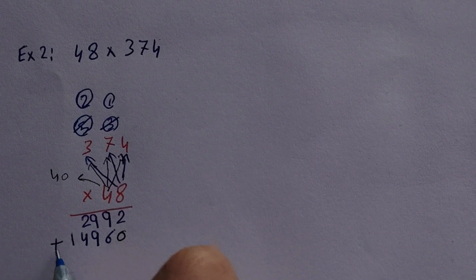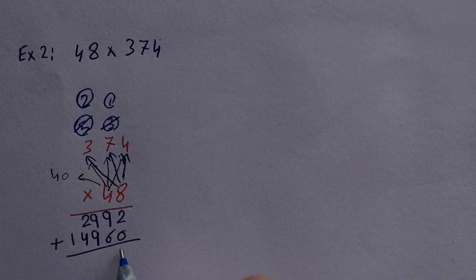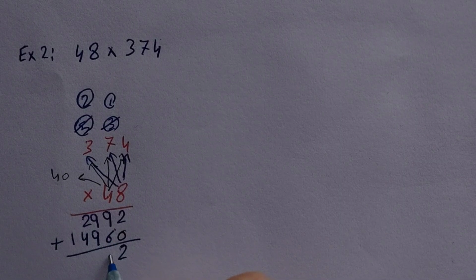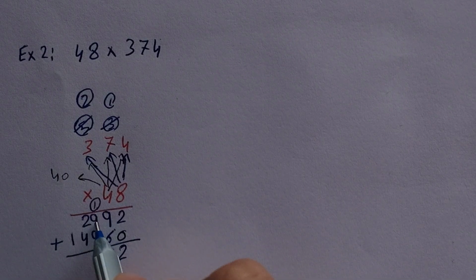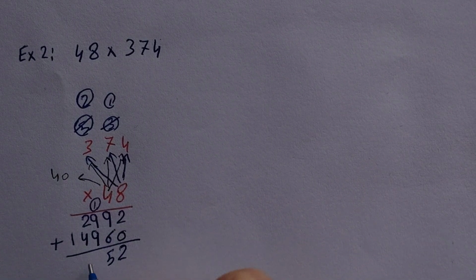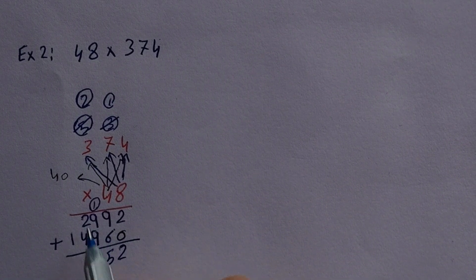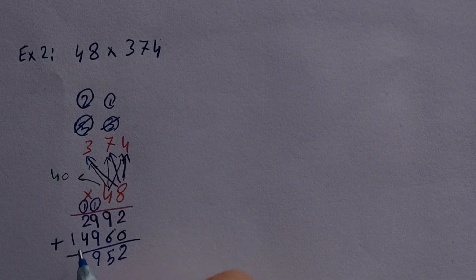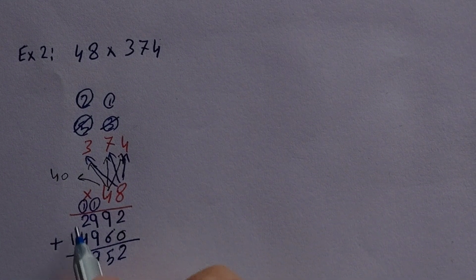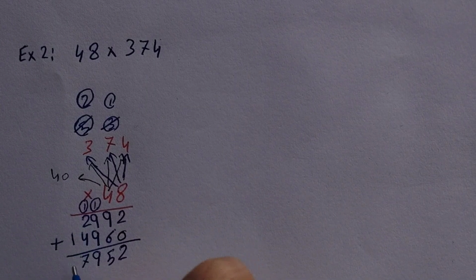Now we just add them together. It will be 2, 15, raise 1 to the next digit. 1 plus 9, 10, plus 9, 19, raise 1 again. 1 plus 2, 3, plus 4, 7, and nothing plus 1 will be 1.